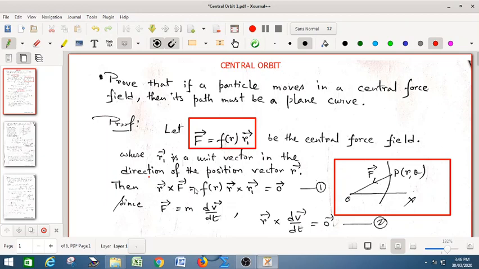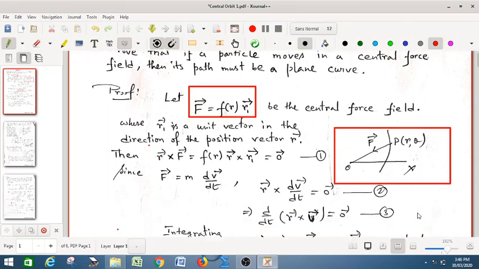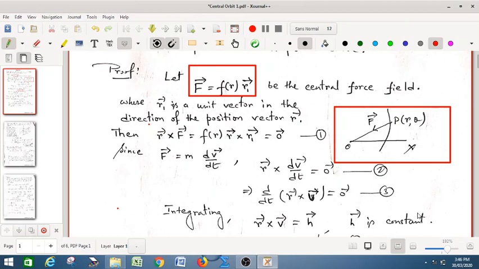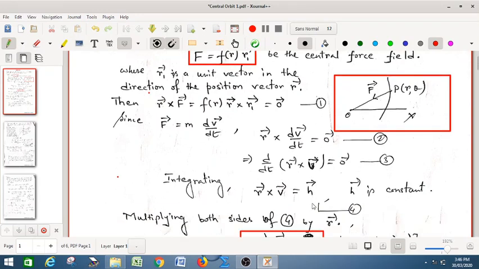Then r cross F would be 0 because r1 is the unit vector. That is, we can write r1 as r by modulus r. Again we know F is m dv/dt. So if you substitute and take the cross product, then r cross dv/dt equals the 0 vector. So naturally we have d/dt of (r cross v) equal to the 0 vector. On integrating, we have r cross v equal to h vector. h is a constant vector.